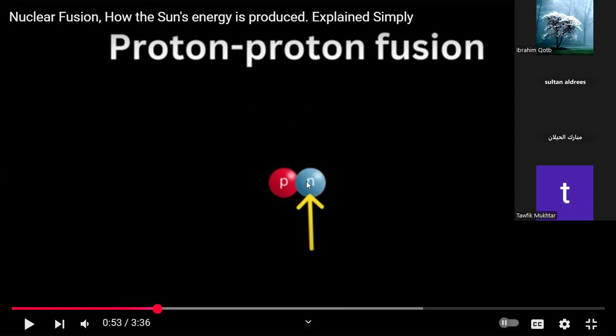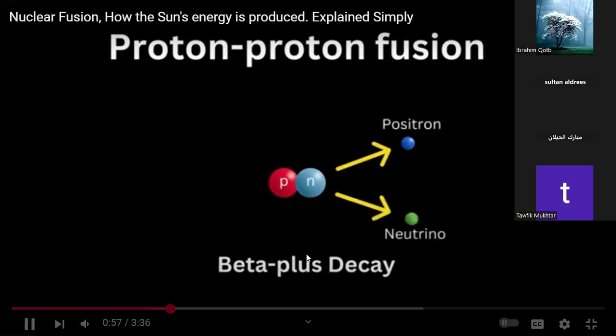The proton changed into a neutron. Again, a proton changed into a neutron. This process is known as beta plus decay, emitting a positron and a neutrino in the process. Beta plus decay produces a positron and a neutrino.